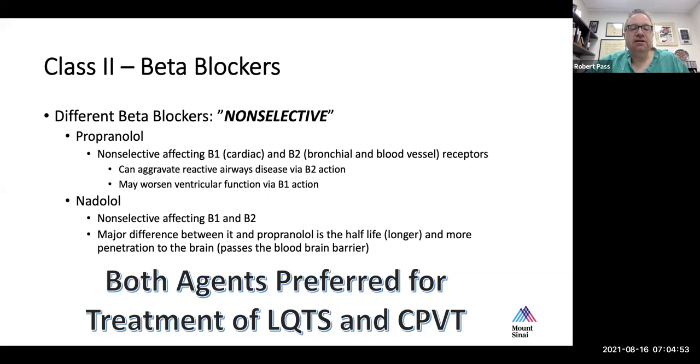Now, other beta blockers have been demonstrated to be effective in very small studies, but as a general rule, if you were to look at the literature on long QT syndrome in particular, it's very clear that the agents that have been studied by far the most in the largest series have been propranolol and nadolol.